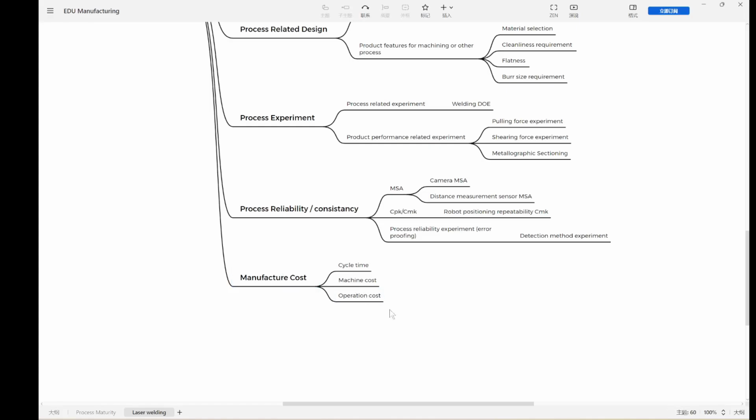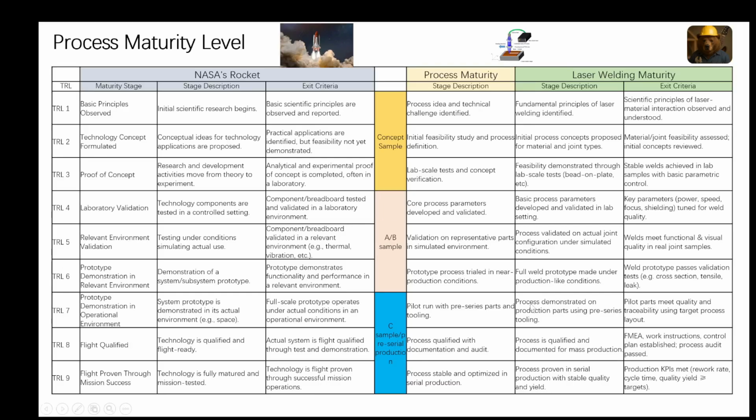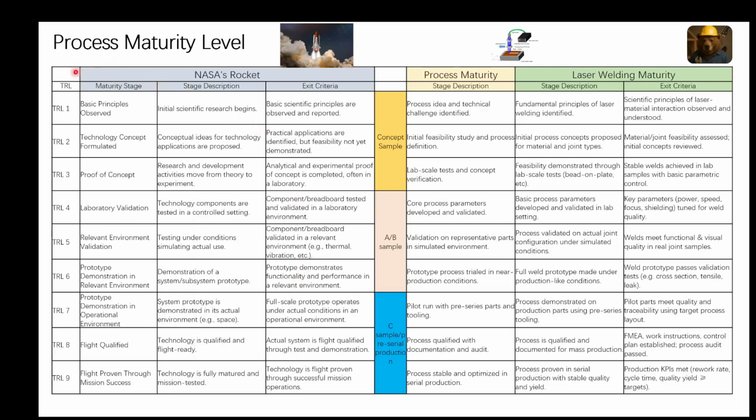Then, is it acceptable from the controlling point of view of your product design? Okay, finally, I've listed out all the process maturity level criteria. I compared it with NASA's technology maturity level. As you can see in this form, on the left side is NASA's rocket maturity stage.